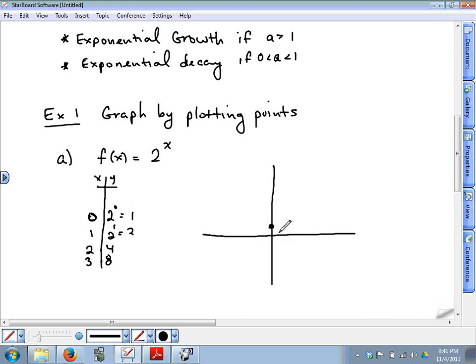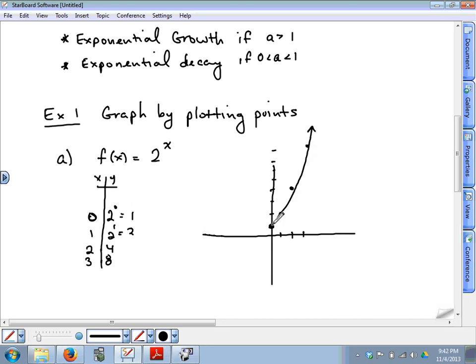And 0, 1, 1, 2, 2, 4, 3, 8. So far we have that kind of a shape.